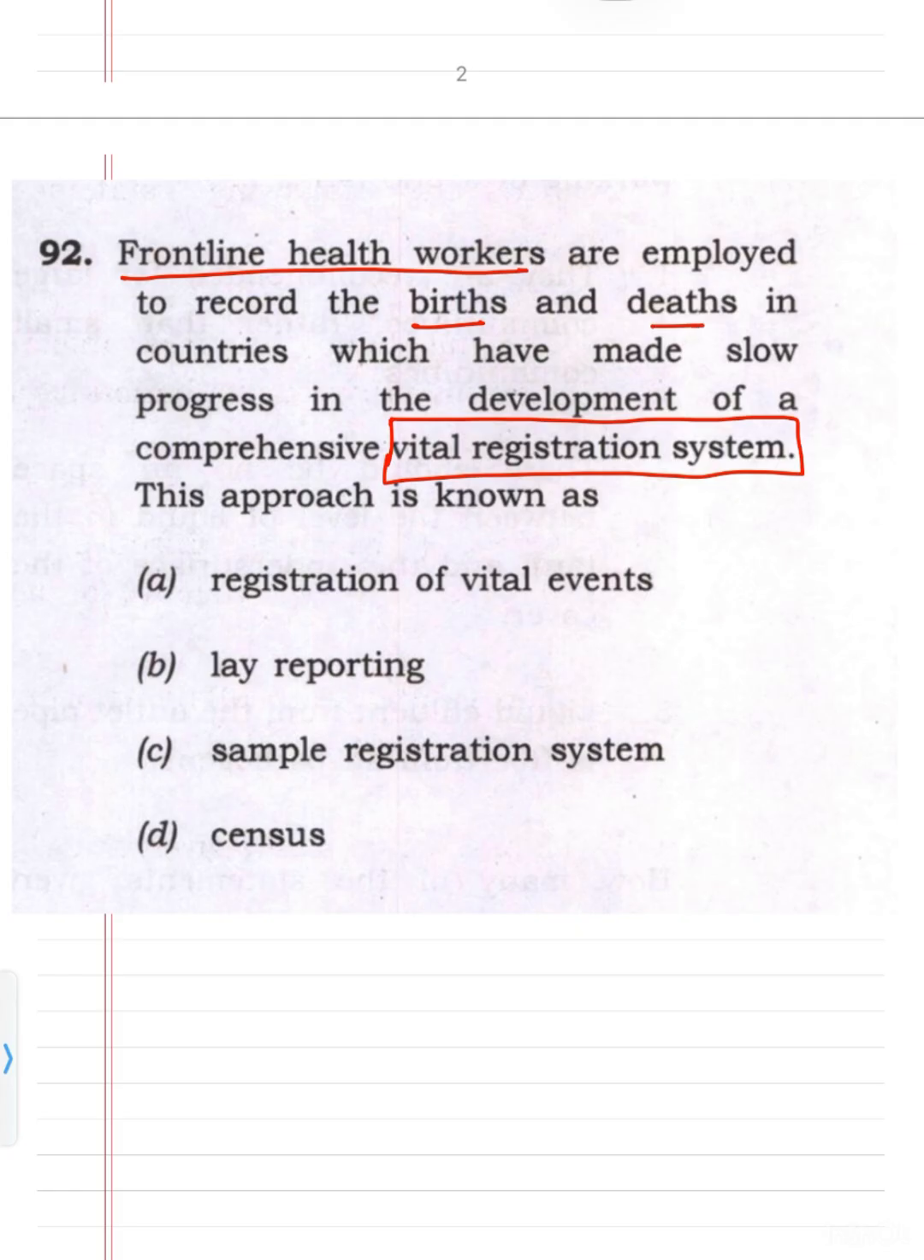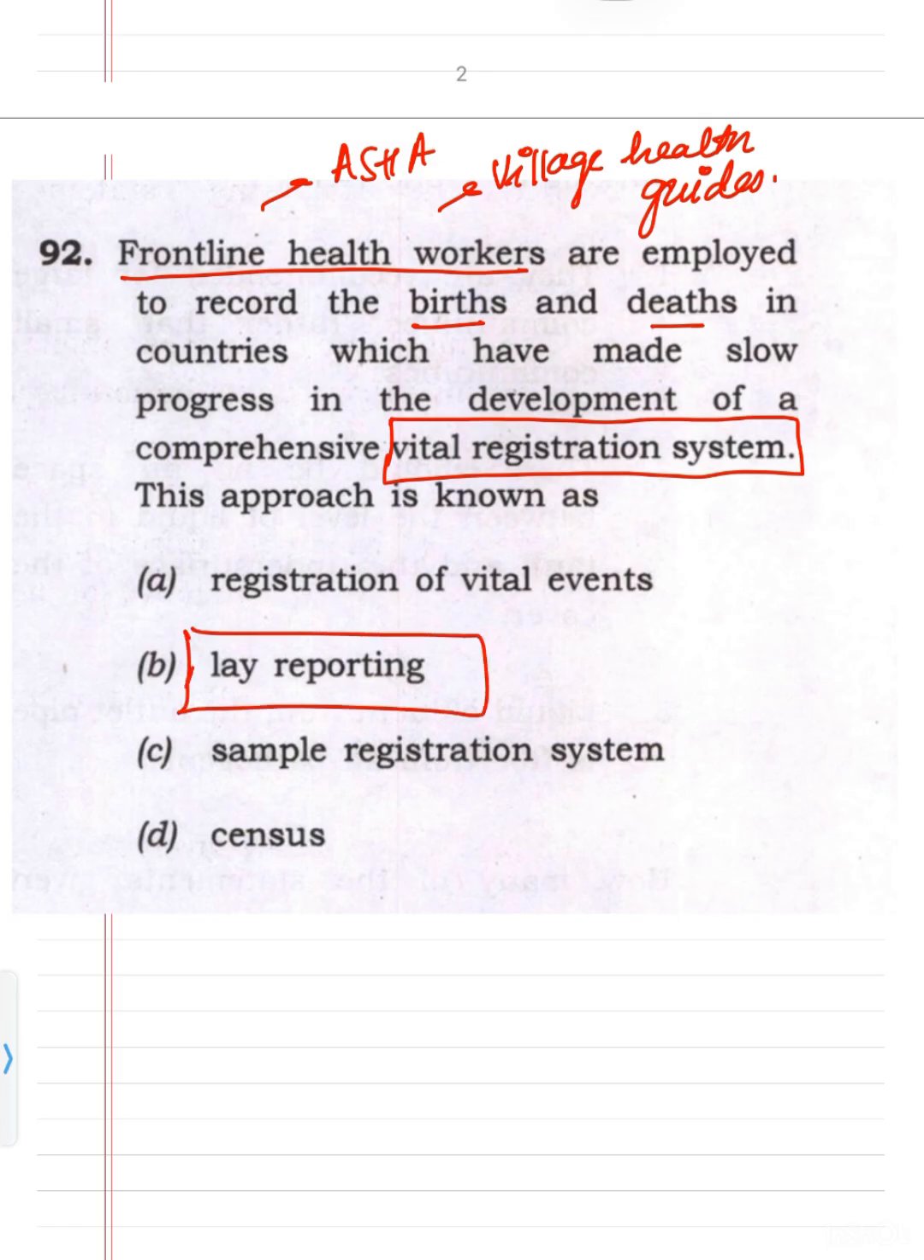Frontline health workers like ASHA workers or village health guides will be going home to home to find out what the births and deaths are. If in some home there is a birth, or in that home there is a death, they will count that and record that. So they're asking what this approach is known as. This approach is known as lay reporting.